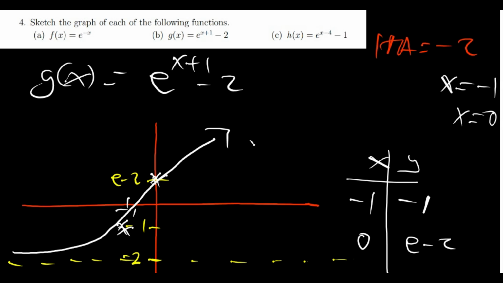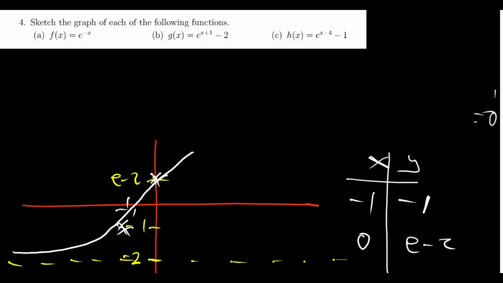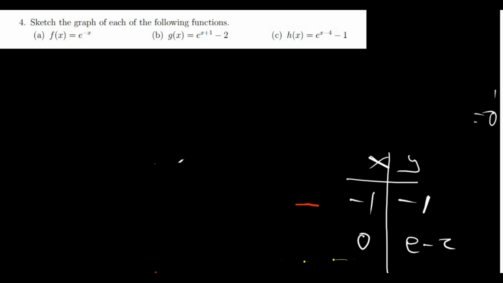So the domain of this is always -infinity to positive infinity, but the range is always restricted. In this case, from -2 not included, all the way to positive infinity. So that is it for this question. Let's go to part C. We see how we can solve part C.